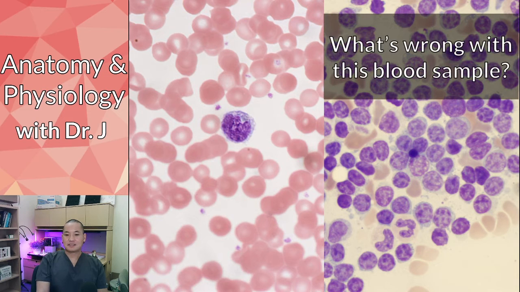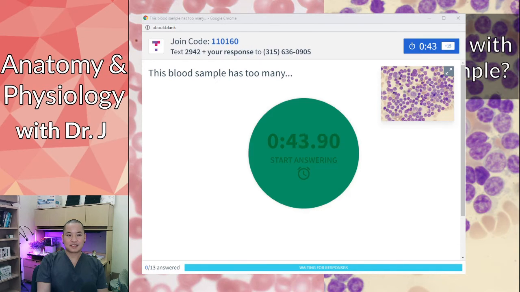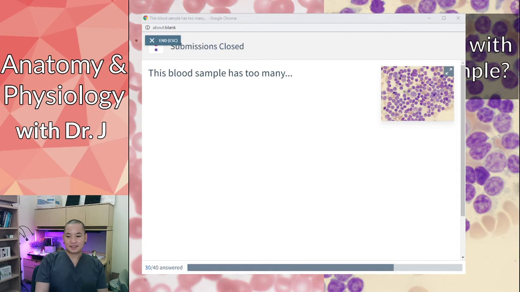What is wrong with this blood sample? Let's finally go back to top hat. Yeah, so this blood sample has too many. But yeah, what did we see?